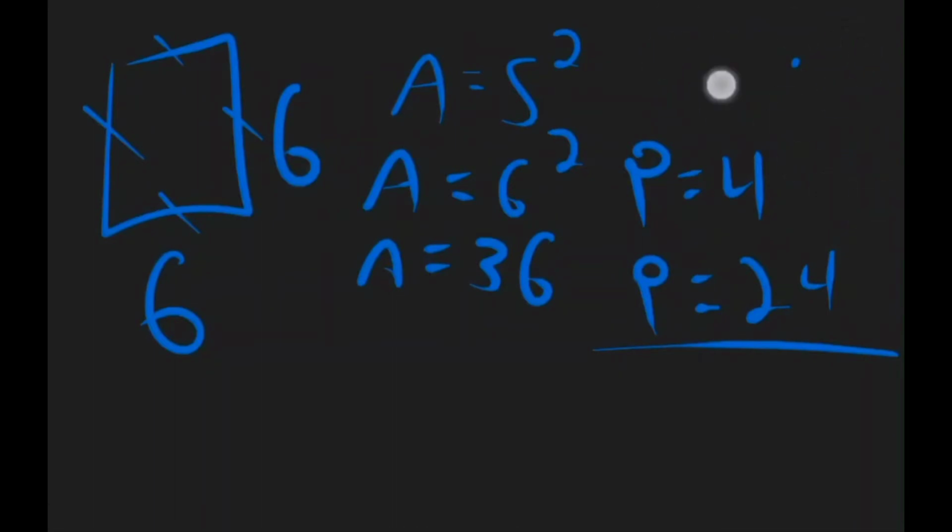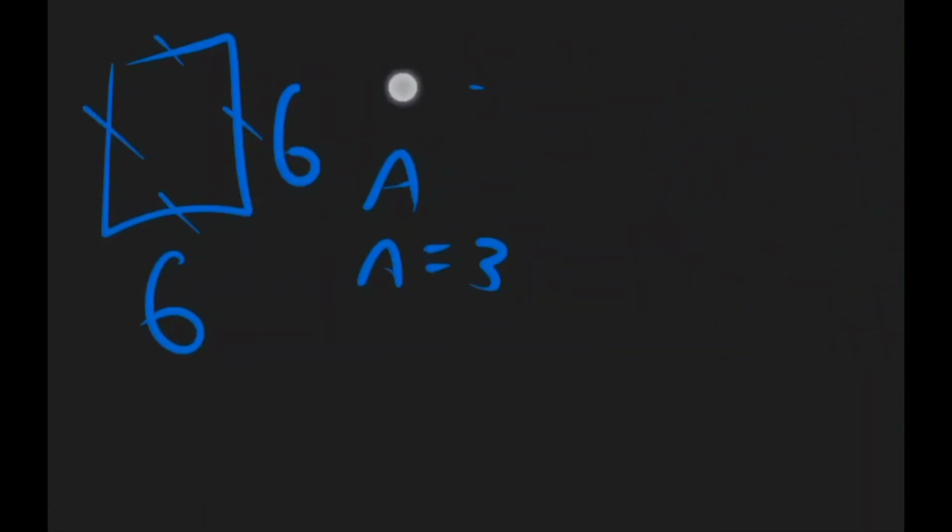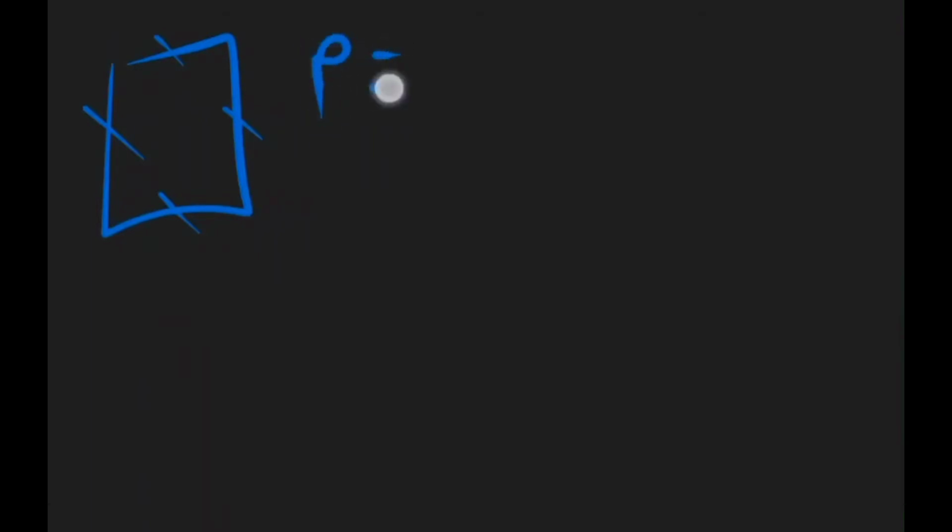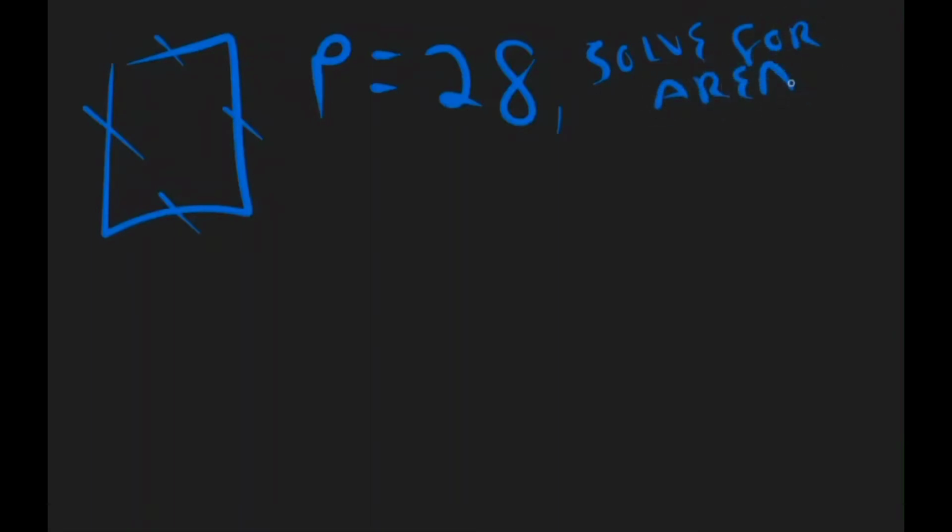But now, let's say we're given the perimeter of the square. So we're given the perimeter. So the perimeter equals 28. So we're going to solve for the area. So I'll just write that up here. Solve for area.